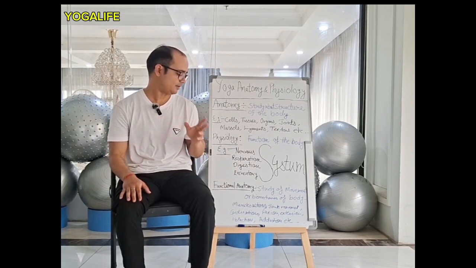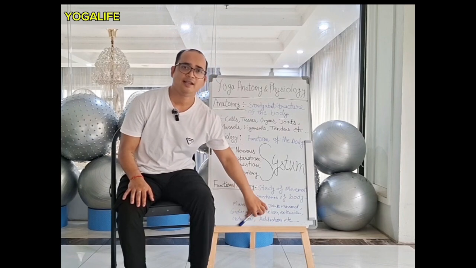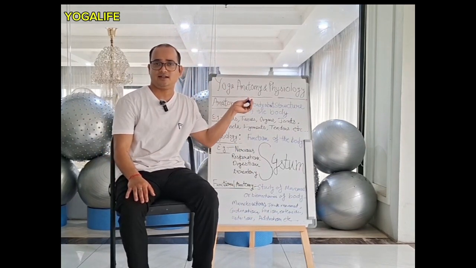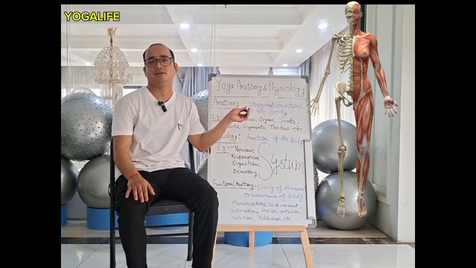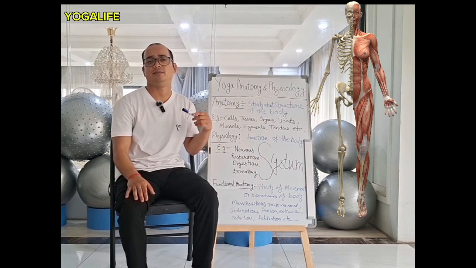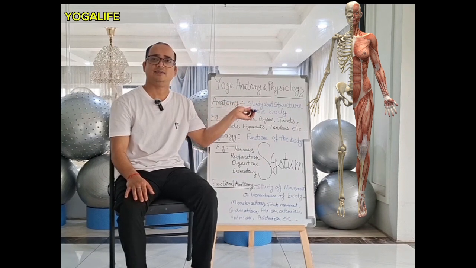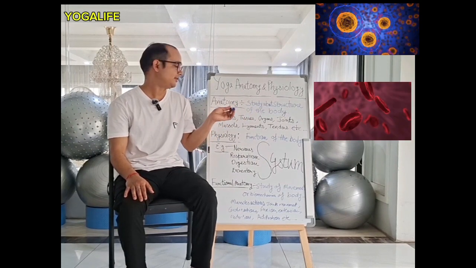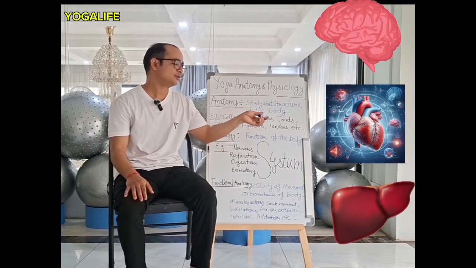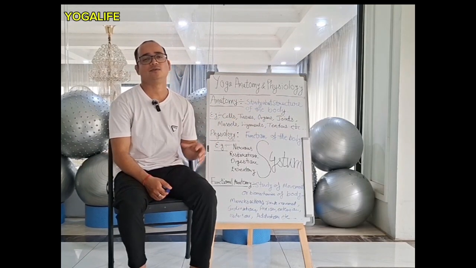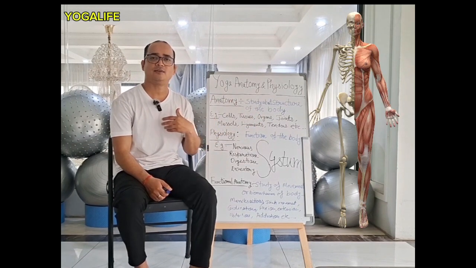So first we talk about what is anatomy. Anatomy is the study of the structure of your body, how our body is made up. For example, we have trillions of cells, then we have tissues, organs, joints, muscles, ligaments, tendons. They all together make our body.